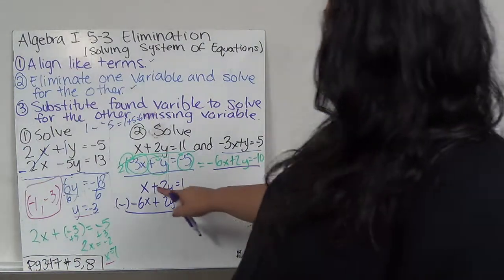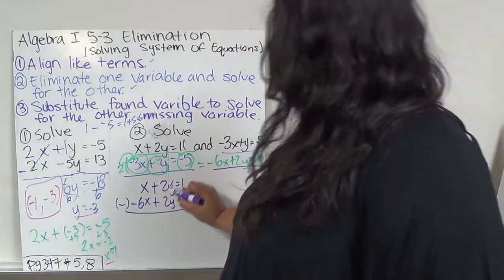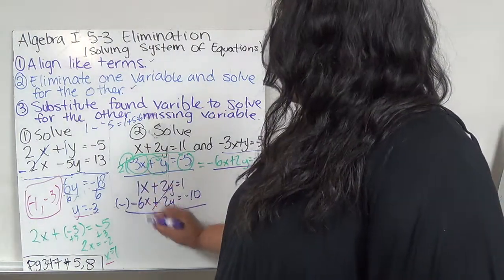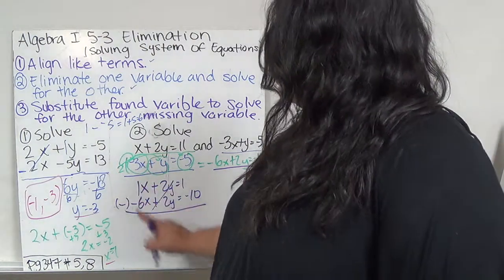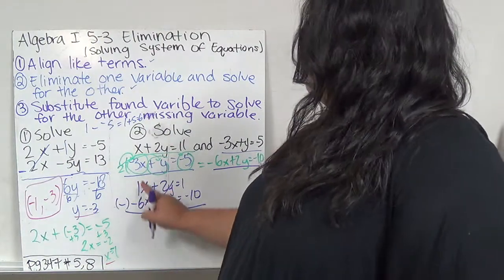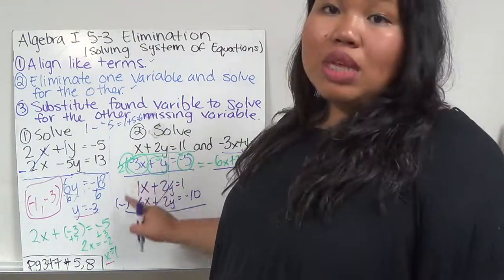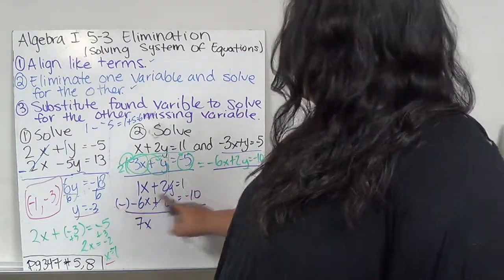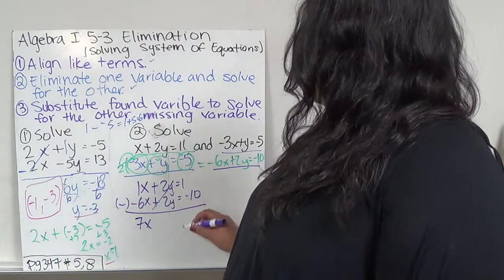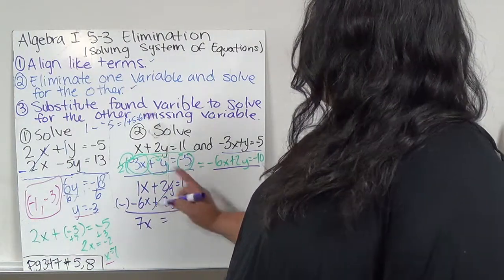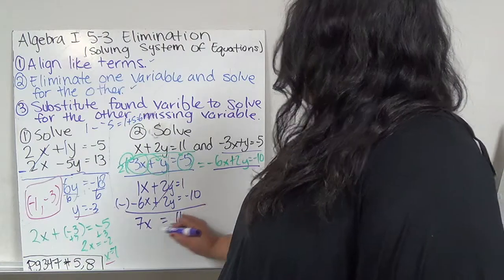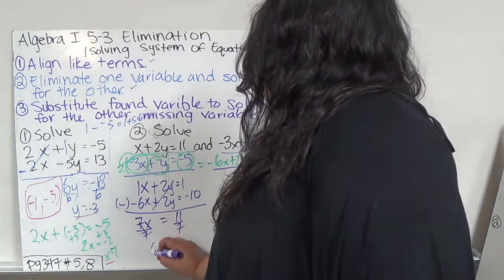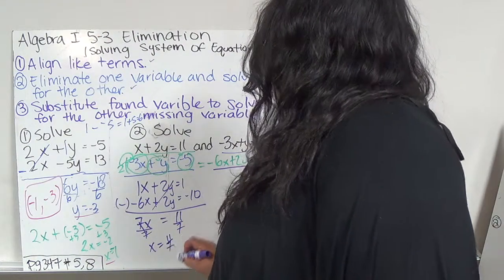If I subtract it, positive 2 minus a positive 2 cancels out, right? 1 minus a negative 6 is the same thing as 1 plus 6. So I end up with 7x. And then 1 minus a negative 10 is the same thing as 1 plus 10, which is 11, divided by 7. Oh, here are fractions again. And I end up with x equals 11 over 7.